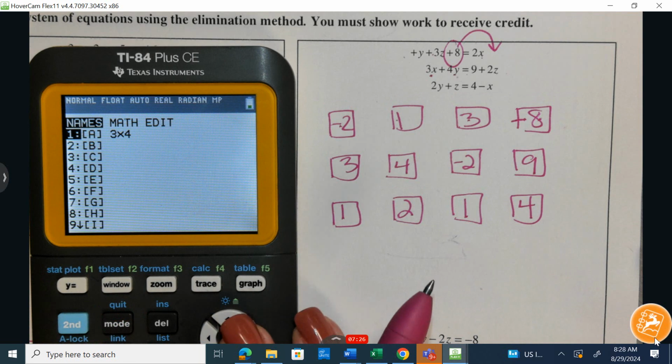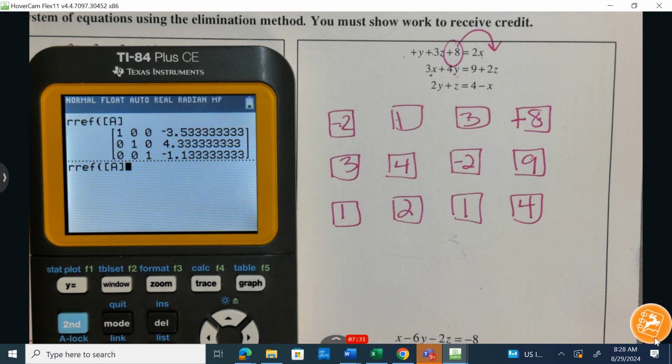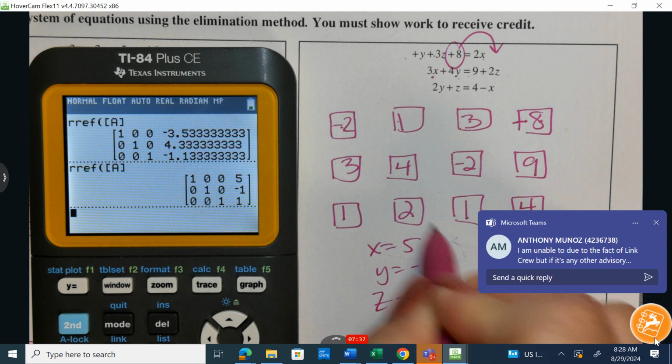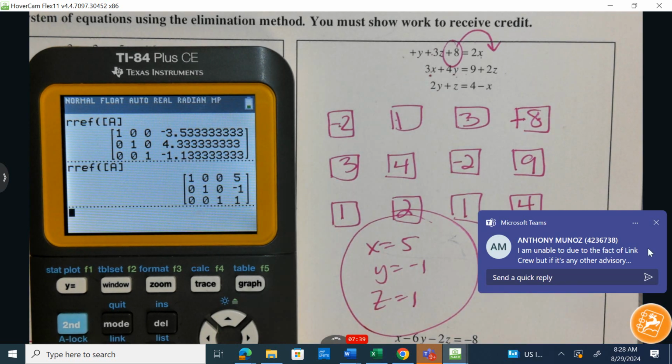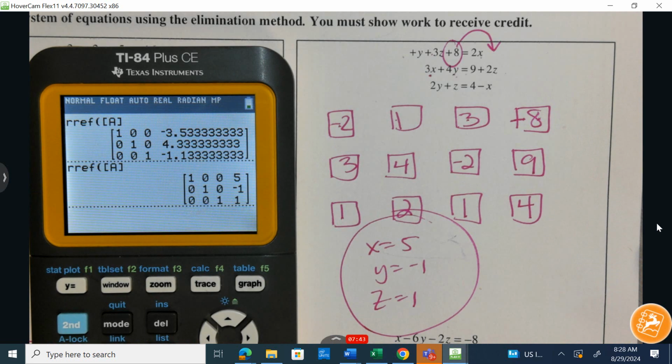Now let's try this again. All the way down to RREF. Grabbing that matrix, and this looks a lot better. So my x is 5, my y is -1, and the z is +1. By a raise of hands, who is able to come up with the same answers that I did down below?